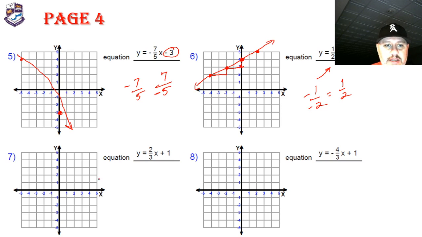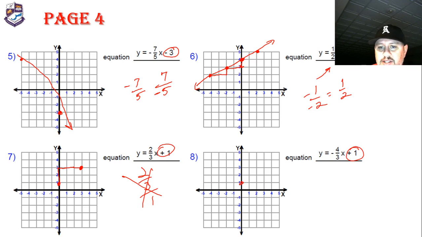All right, here we go. This one, starting at the y-intercept, you're starting on 1. And I am rising 2, running 3. Rising 2, running 3. If you want to get really crazy, you could even rise 2/3, go over 1, rise 2/3, go over 1, and you'll land in the same spot. Okay, you don't have to do that. All right, so last one.